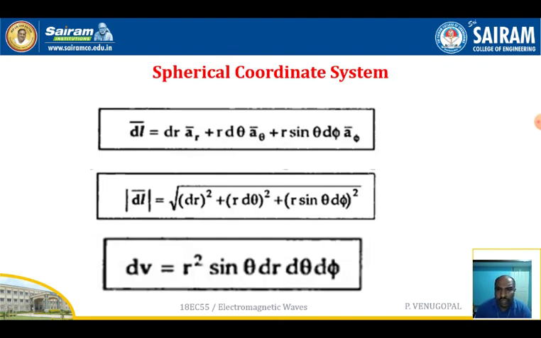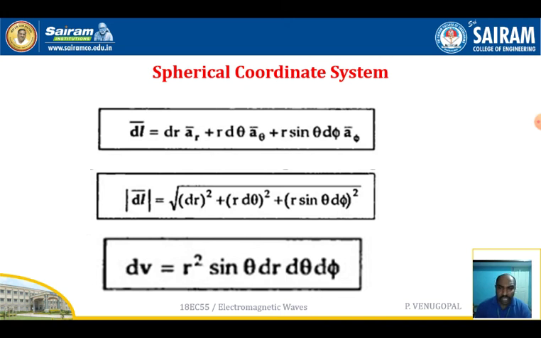So what is the vector length dl? The vector length dl is equal to dr a_r, because dr is the differential component in the r direction. Next, plus r d theta a_theta, where r d theta is the differential length in the theta direction. Next, plus r sin theta d phi a_phi, where r sin theta d phi is the differential length in the phi direction. Then the modulus of this dl is equal to the square root of (dr) whole square plus (r d theta) whole square plus (r sin theta d phi) whole square.